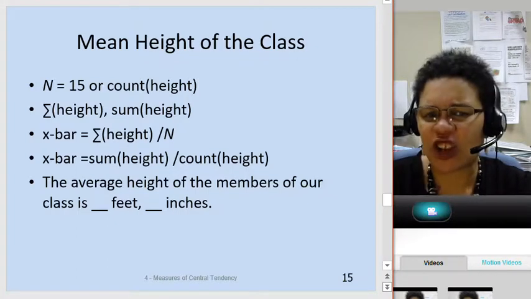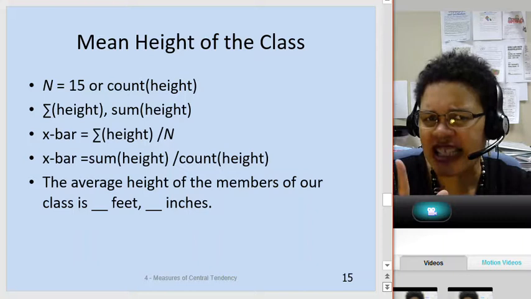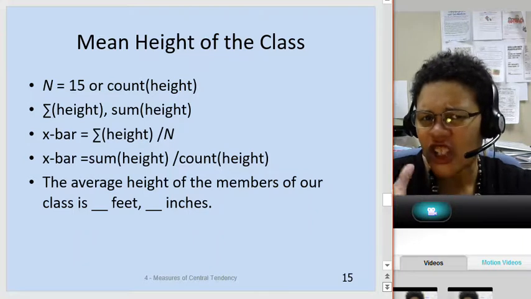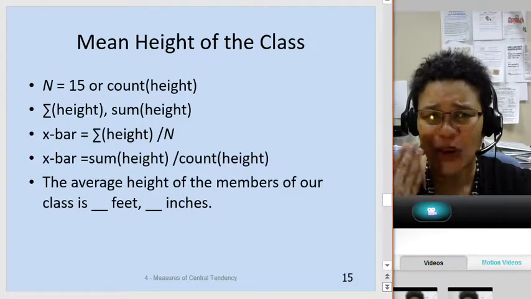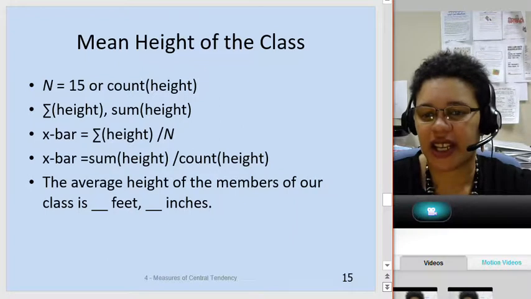I'd probably have it all in one unit, like ask the class, how tall are you in inches? And then in my final sentence, when I'm trying to make it sound more natural, I would convert it to feet and inches.